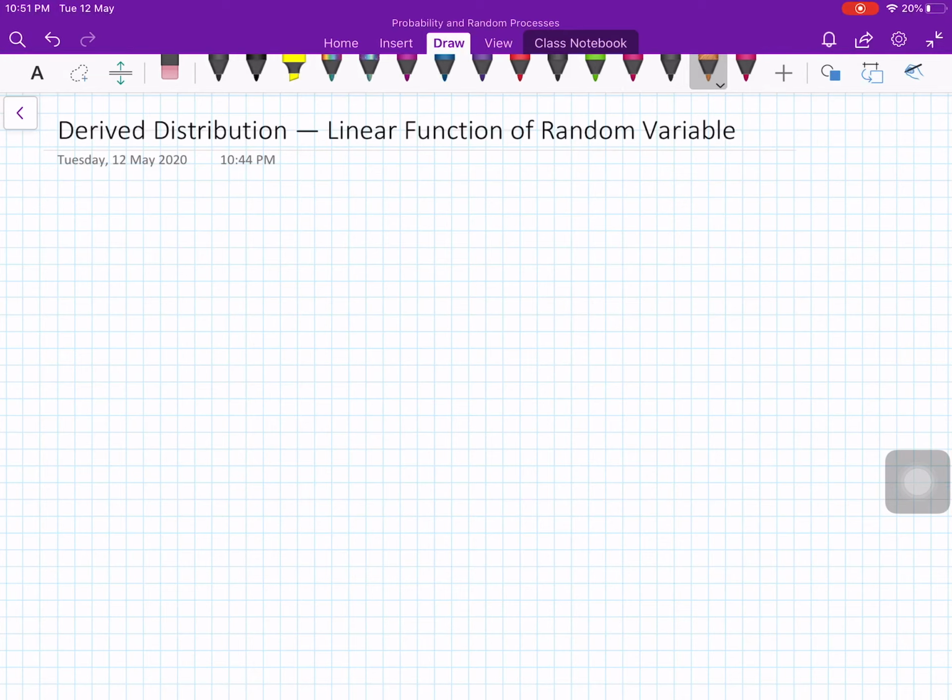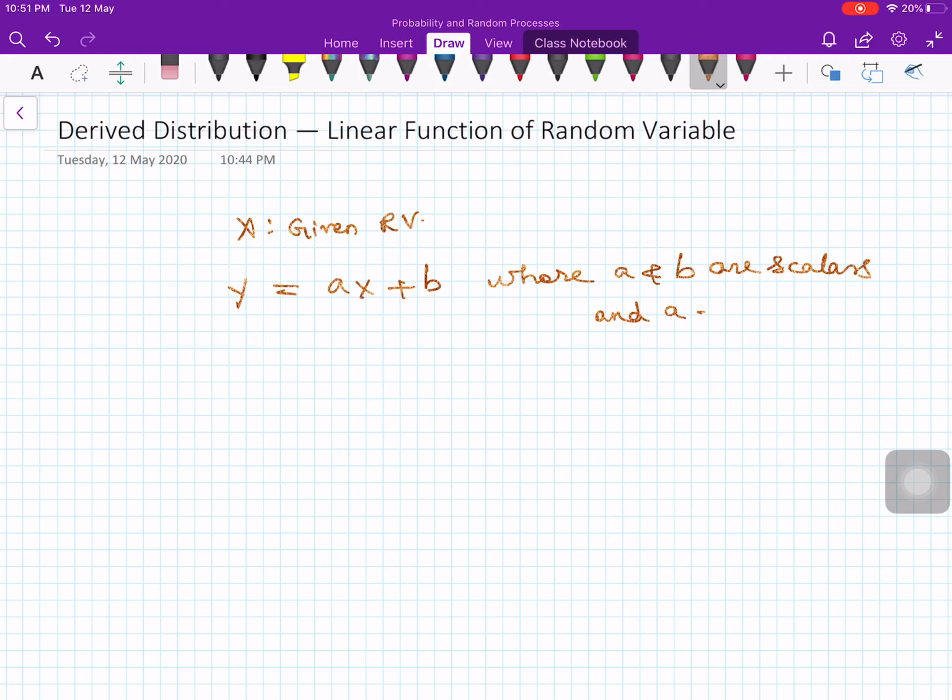Finally, let us look at a very useful one, which is the case where we take a linear function of a random variable. So x is a given random variable and y is the linear function of the given random variable, ax plus b, where a and b are scalars and a not equal to 0.